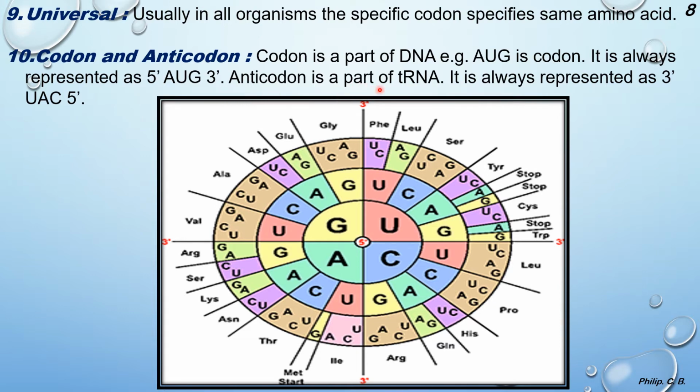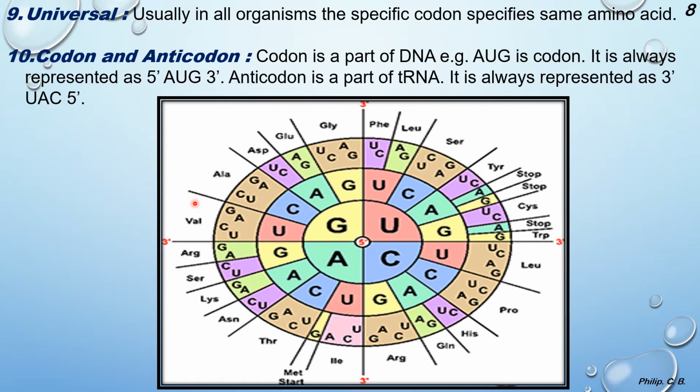Anticodon is a part of tRNA. It is always represented in the 3' to 5' direction. It is 3' UAC 5'. So as you know, for the codon AUG, the anticodon is UAC, and it is always in the other direction, that is 3' to 5' direction. Now here, if you see, I have put one more chart which looks like a dartboard.